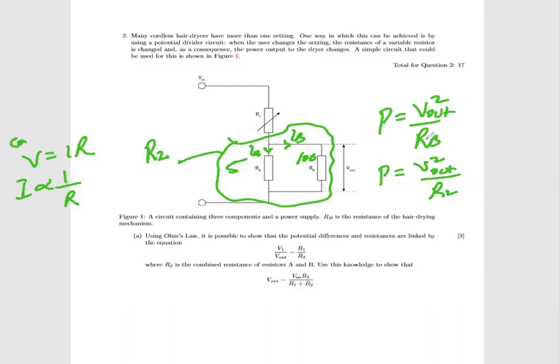Yeah. So if you decrease RB, according to the question, then the power dissipated in this resistor will get increased. And the power dissipated in this resistor will also be affected. So power dissipated in this resistor will get increased and power dissipated in this resistor will get increased. So how will that affect the time?